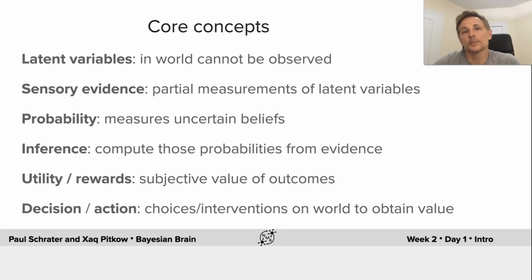Utilities and rewards provide us with a numerical measure of the subjective value of outcomes of interest. And decisions and actions are the key thing that we're really modeling in behavior. It's the choices and interventions that an organism makes on the world in order to obtain value.